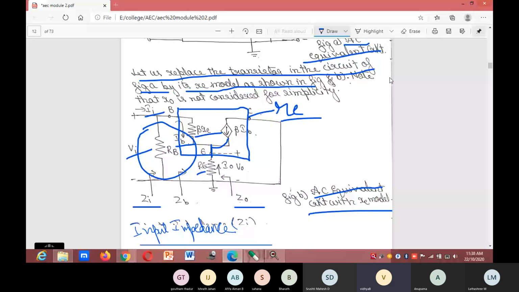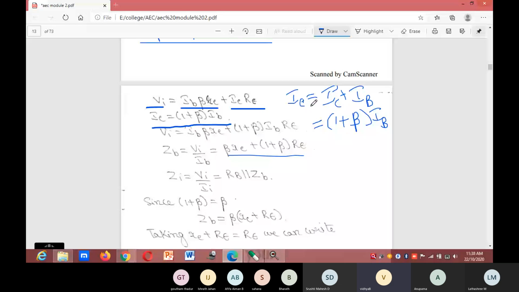IE is equal to (1 plus beta) IB. IE is equal to what? IC plus IB. That is, emitter current is equal to collector current plus base current. But what about IC? IC is equal to beta into IB. So IE is equal to (1 plus beta) IB. Vi is equal to IB beta re plus IE RE, where IE is (1 plus beta) into IB.